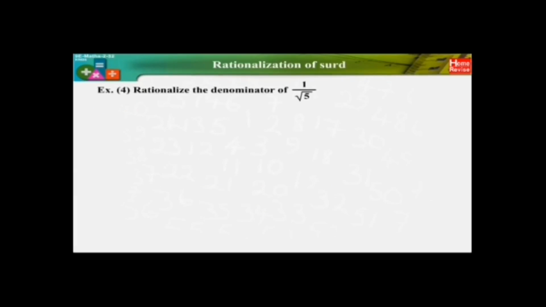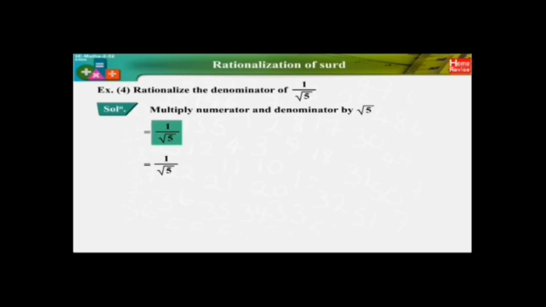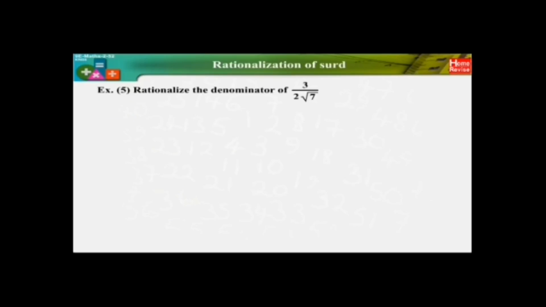Rationalize the denominator of 1 upon root 5. Multiply numerator and denominator by root 5. 1 upon root 5 multiplied by root 5 upon root 5 is equal to root 5 upon 5.